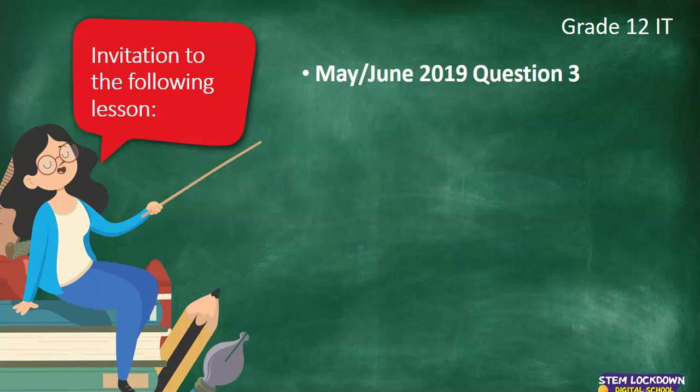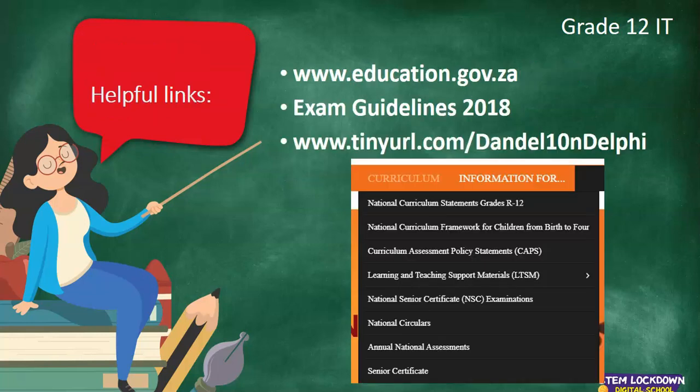So before you watch our next lesson, please go and do the OOP question 3 of the same paper. You can download this paper from education.gov.za and go and look at the May-June papers of 2019. Also go to this website for some tips and tricks on how to complete your final exams.